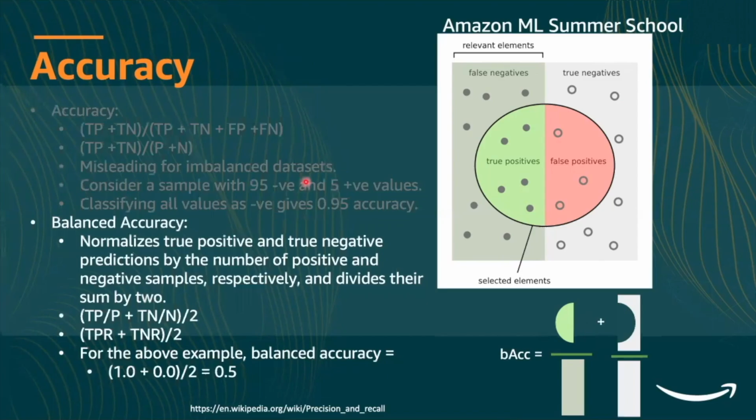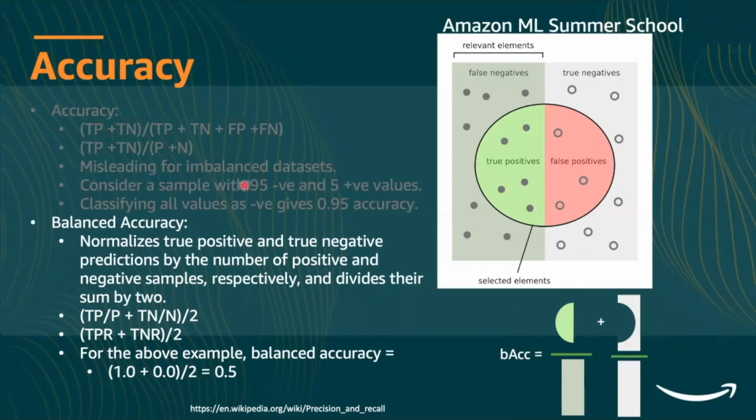So what you do in this case is compute the balanced accuracy measure. It normalizes the true positive and true negative predictions by the total number of positive and negative samples, so you are taking into account the amount of positive and negative samples. You take the true positives and divide by the total number of positive samples. You take the true negatives and divide by the total number of negative samples, and you take the average of the two, right?